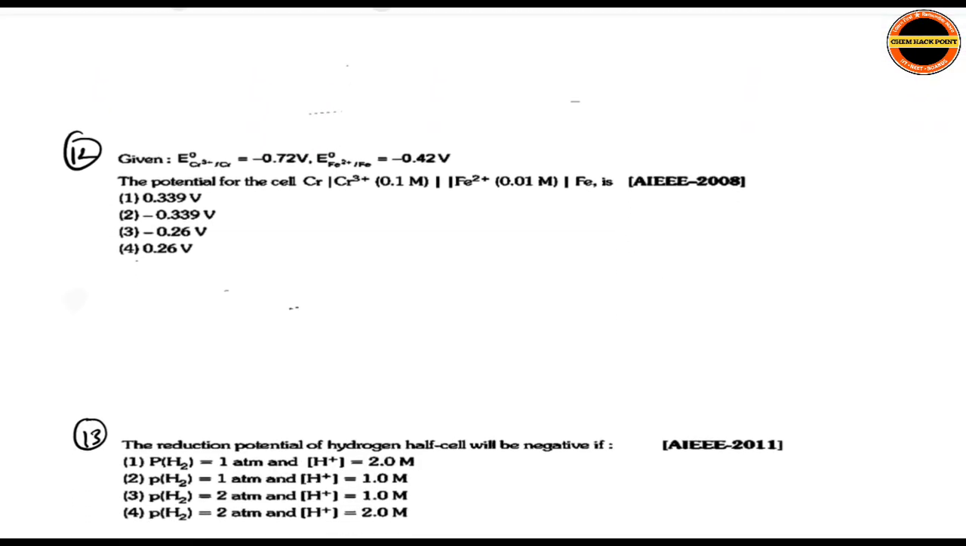Next question, given E naught Cr plus 3 to Cr values. Once, everyone refer to the question first, then we will see the solution. So given the value Cr plus 3 to Cr information, we have to proceed with the calculation of potential, for which the cell representation is also given.